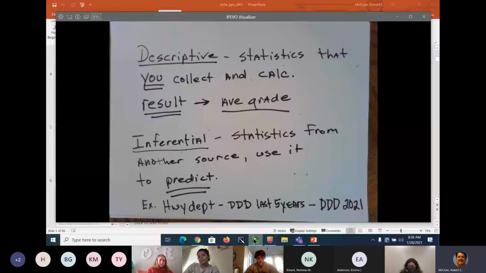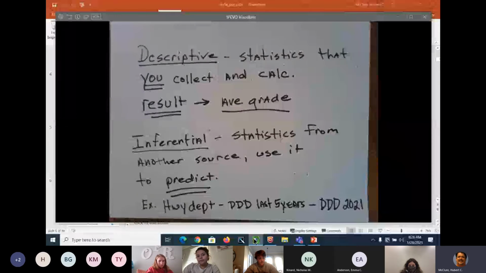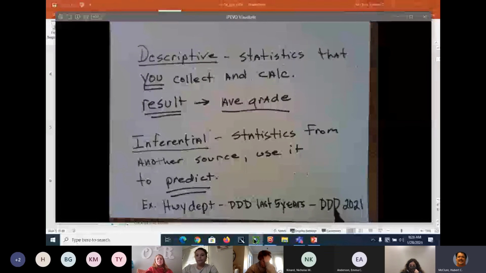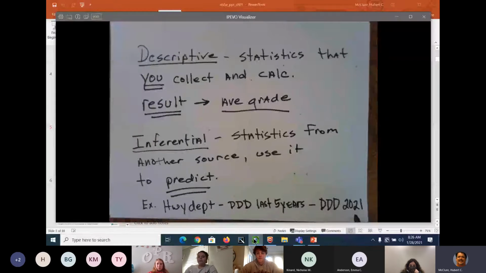Did you go out and count how many people died of drunk driving incidents? No. You used the highway department's information, and you are going to predict the driving deaths for 2021. That's inferential.